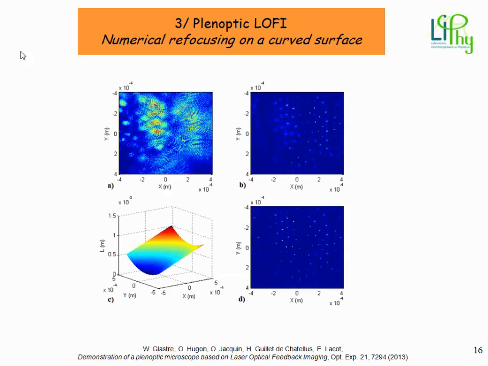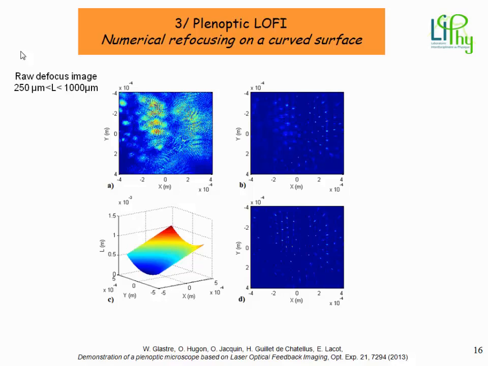So now this slide shows that numerical refocusing is also possible on a curved surface with our Plenoptic LOFI microscope. Indeed, obtaining a 3D pseudo-image, that is to say, an image of a non-flat surface by way of a 2D scanning, is an important characteristic property of a Plenoptic microscope. In this experiment, the target under investigation is a flexible tissue with silica beads on its surface, and the tissue is voluntarily curved to obtain a non-flat surface.